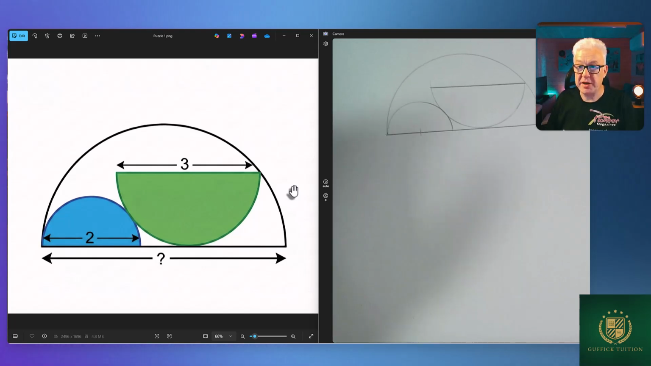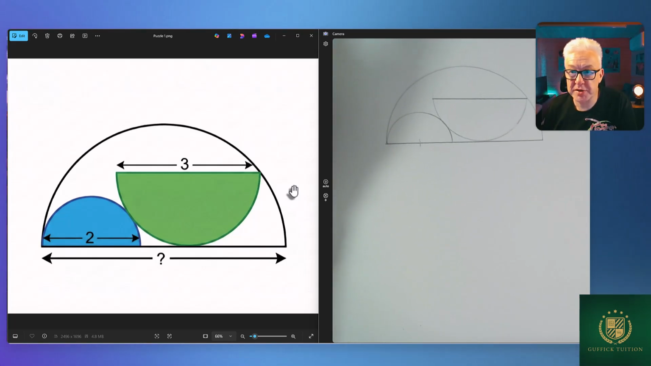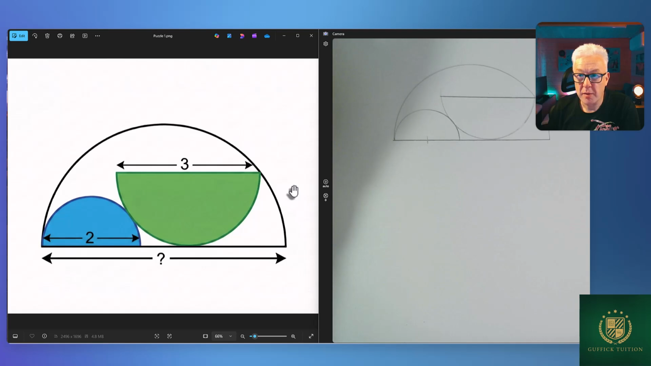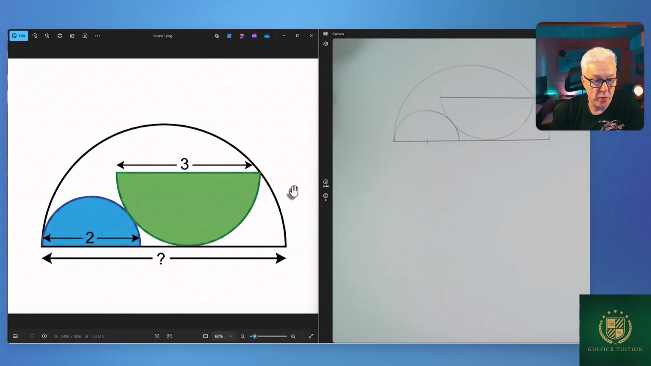Hello, we've got something a little bit different in this video. I thought we'd do a kind of problem solving question, just for practicing our problem solving skills. So what have we got here? We've got three semicircles, a white one, a blue one and a green one, and we've got to try and work out the diameter of the big semicircle.